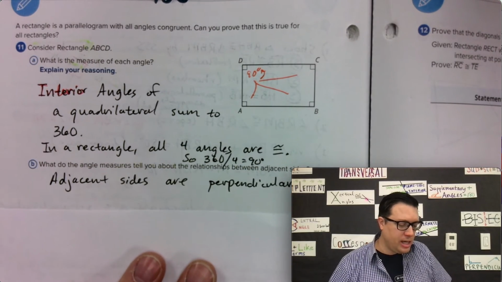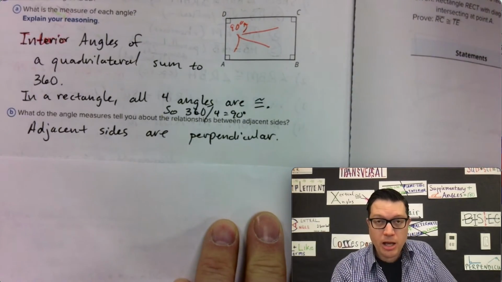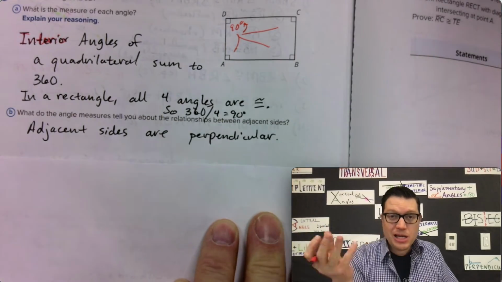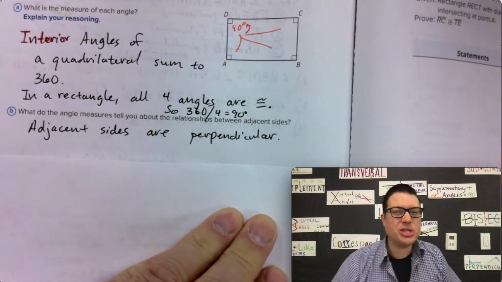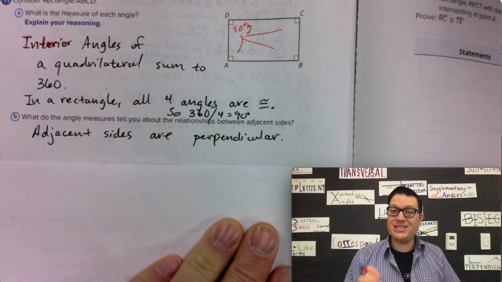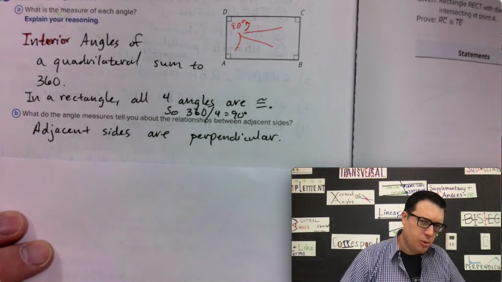Now, what do these angle measures tell you about the relationships between adjacent sides? If the sides come together and form a 90 degree angle all the way around, then adjacent sides must be perpendicular. Adjacent means next to. Adjacent sides are perpendicular. Two more to go.